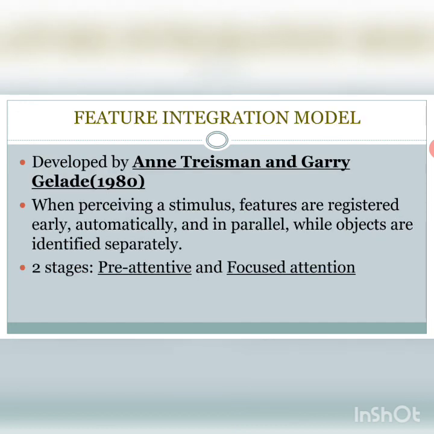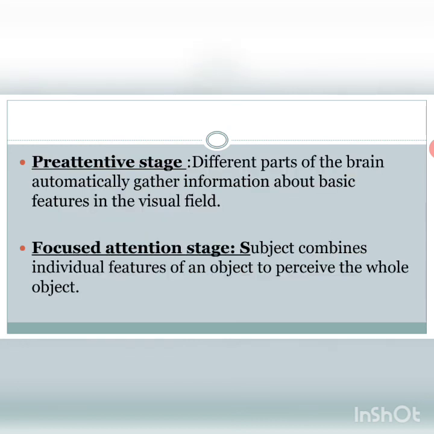Then we have the feature integration model, developed by Anne Treisman and Garry Gelade, 1980. According to this theory, when perceiving a stimulus, features are registered early, automatically and in parallel, while objects are identified separately. So the features of the object are detected early. There are two stages in the feature integration model. The first stage is the pre-attentive stage, and the second stage is the focused attention stage.